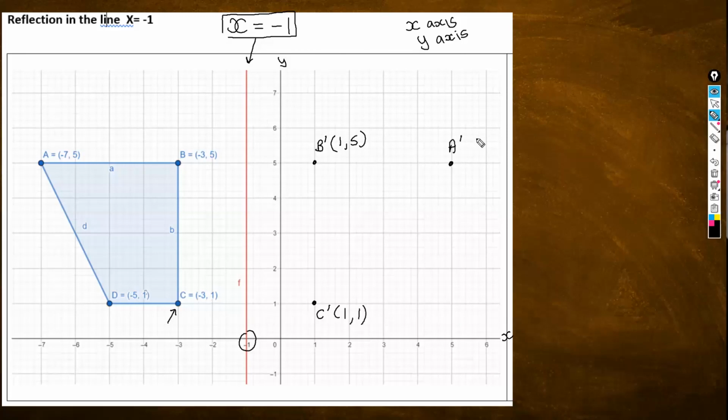So for the people who got 5, 5, you all had it correct. It wasn't 6, 5. You counted wrong a little bit, but that's okay.